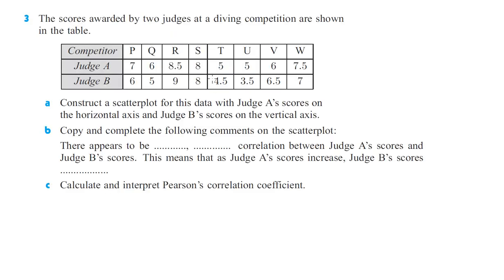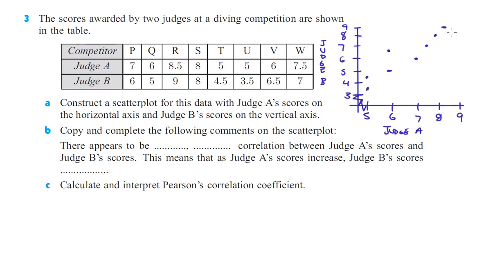Number 3, scores awarded by 2 judges of diving competition are shown in the table. Construct a scatter plot for this data with Judge A score on the horizontal and Judge B on the vertical. Okay, I'm just going to pause and make this graph, and then we'll use that data to figure out the rest of this. All right, so here's roughly what the scatter plot would look like. Okay, so looks like it's pretty decently linear, and it's positive for sure.